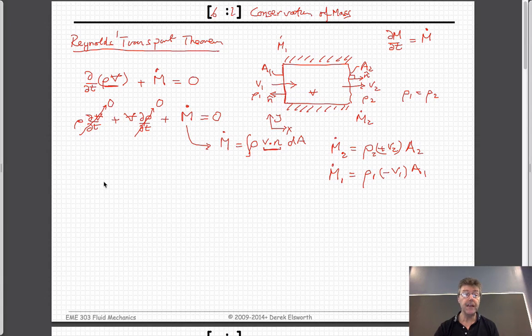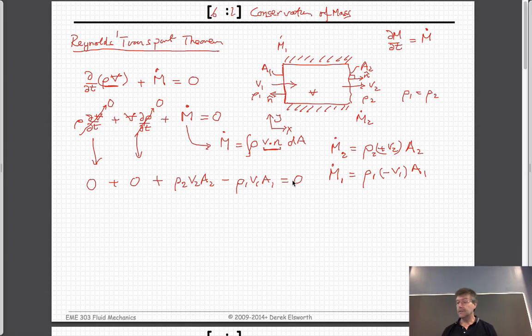And so if you put this all together, we end up with 0 from this term, plus 0 from this term. I'll put m2 first. Rho 2 V2 A2 minus rho 1 V1 A1 equals 0. And so it's actually no different from everything we've done before. It's just a formalism that allows us to deal with things in a little different way. And so that's worthwhile understanding.